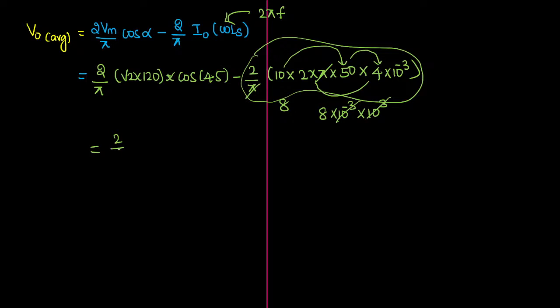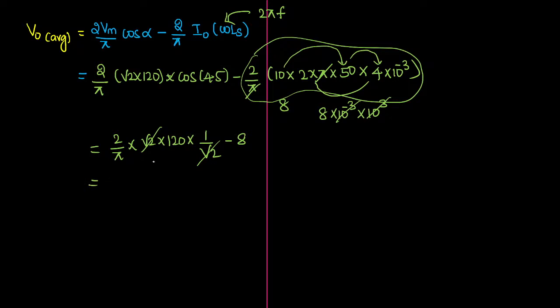So now let us reduce this part. 2 by pi into root 2 into 120 into cos 45. What is the value of cos 45? I hope it will be 1 by root 2. Yes or no? It is 1 by root 2 only. So root 2 will get cancelled out. Minus, don't forget, we will be having 8 here.